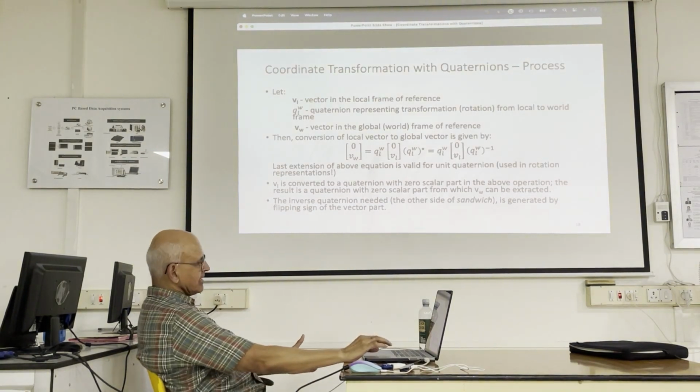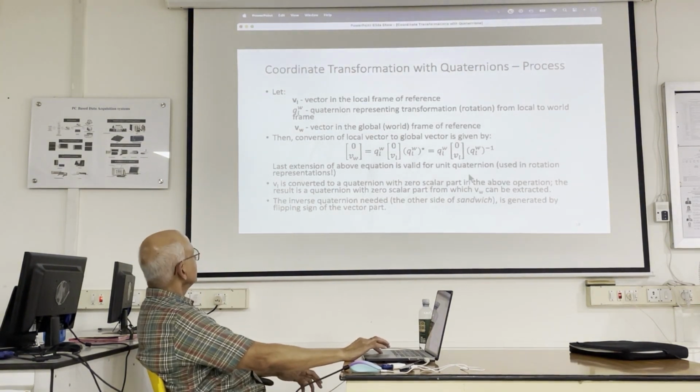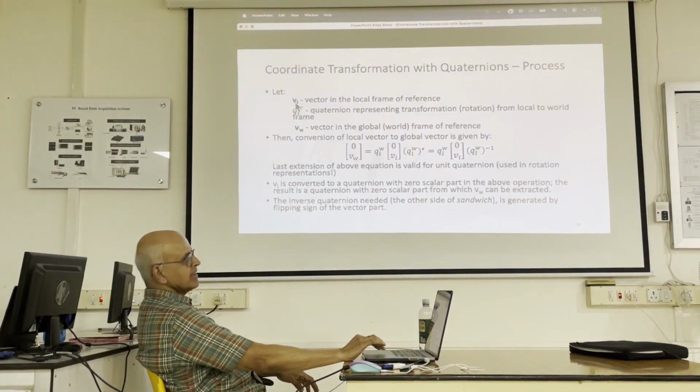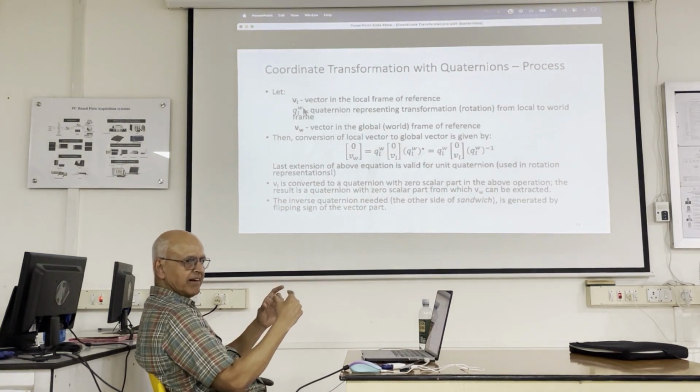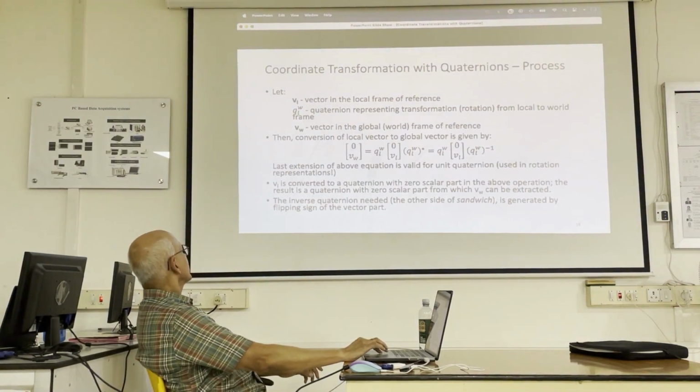So, what does all this mean in terms of rotations? Assume that VL is a vector in the local frame of reference. VW is a vector in the global or world frame of reference, right? And QLW is a quaternion representing transformation from the local to the world. See, local to world. We're going to see how to build that shortly. So QLW is the quaternion to move from the local frame to the world frame.